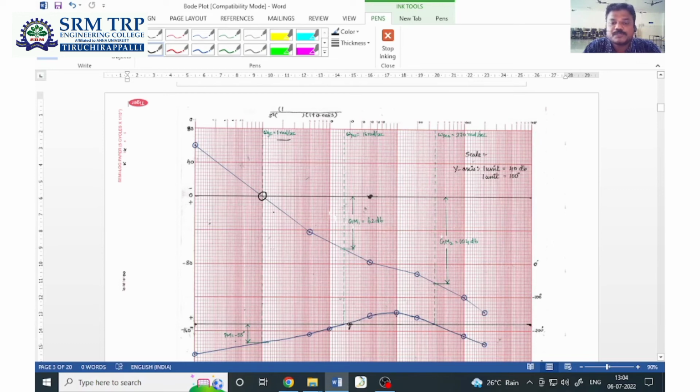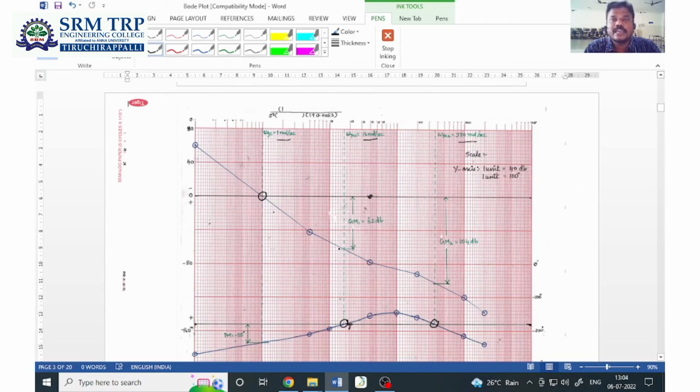Similarly, for the phase plot, you can see the phase plot cuts the minus 180 degree line at 2 points. So the first point is here and the second point is right over here. So there are 2 phase crossover frequencies. Phase crossover frequency is nothing but the frequency at which the phase plot cuts the minus 180 degree line. So at 2 points. The first point it cuts at 16 radian per second. Second it cuts at 370 radian per second. So 2 phase crossover frequencies and 1 gain crossover frequency.